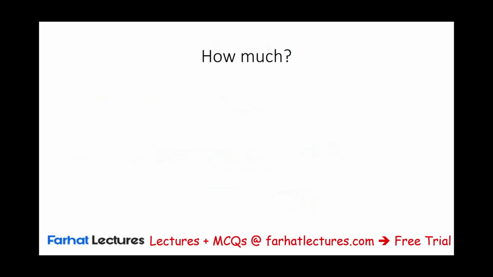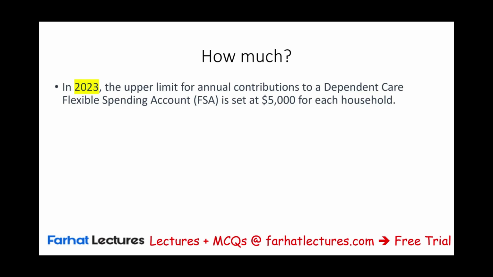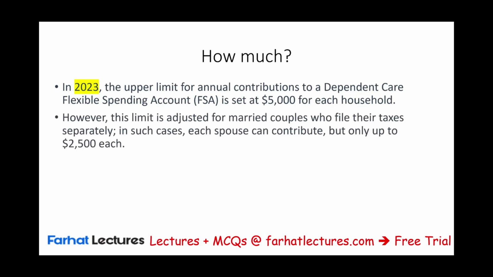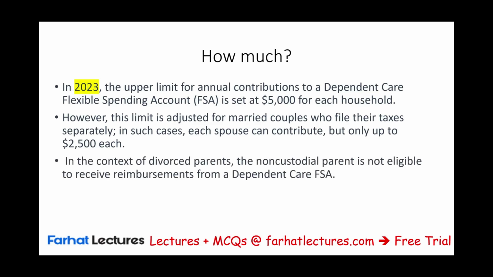Just to give you an idea how it works, how much can you contribute to this dependent care FSA? In 2023, it's $5,000 per household. This limit is adjusted for married couples who file their taxes separately. In such cases, each spouse can contribute, but only up to $2,500, each one separately. Now, in the context of divorced parents, the non-custodial parent is not eligible.